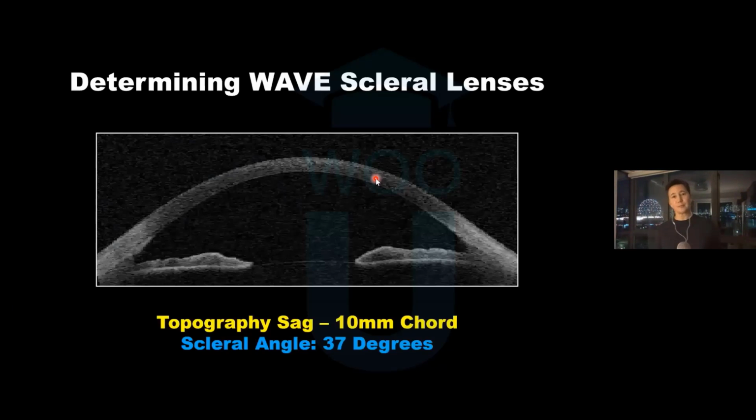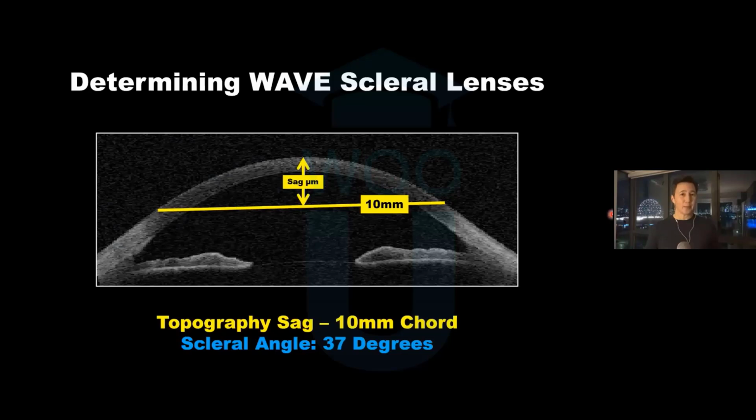data out. Now with WAVE, it can do exactly the same thing. We can take the sagittal depth measured by the Medmont. We can take that peripheral corneal angle. In the case of the WAVE, it assumes to start that every eye has a 37-degree angle. And this is brilliant because the average shape of the scleral surface is very close to 37 degrees.